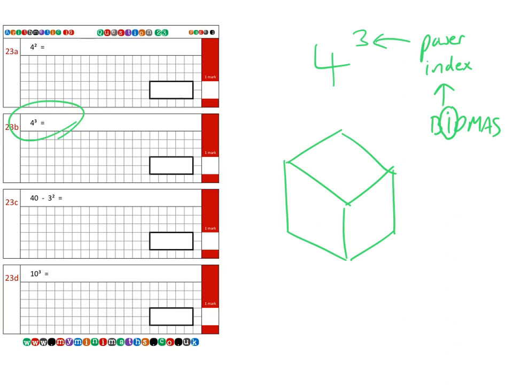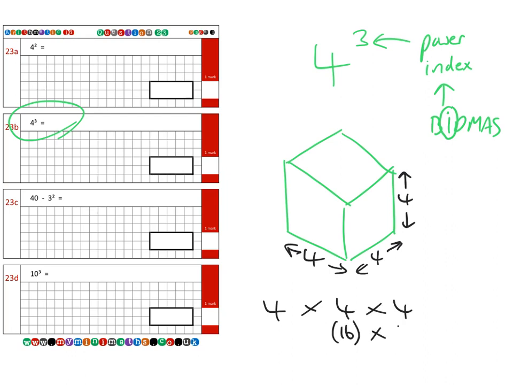and we take the side to be 4 for this edge here, another 4 for this edge here, and a 4 for the height, we can have the calculation is 4 times 4 times 4. Now 4 times 4 is 16. We can times that by 4 to give us a final answer of 64, which is a cube number.